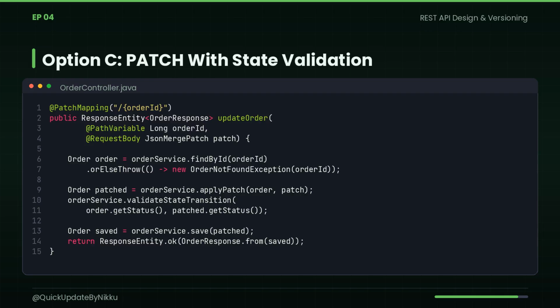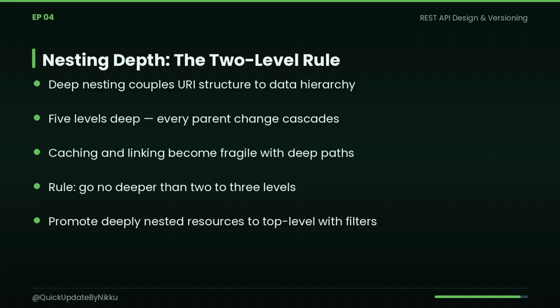A URI like /companies/1/departments/2/teams/3/members/4/projects/5 looks thorough but is brittle. If a project can belong to multiple teams, the entire hierarchy breaks. If you rename a department slug, every downstream URI changes. The fix is to promote deep resources to top-level endpoints and use query parameters for filtering projects. teamId=3 is far more durable than 5 levels of path segments.